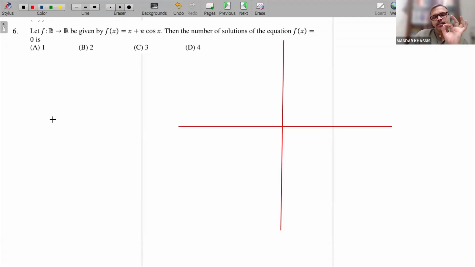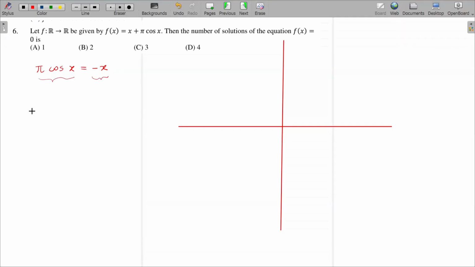See, there are different ways to manage this, but I'll write just one line. We want the solution of this. That is, we want the values where this curve intersects this line. Sir, I think that two solutions are possible because... That is the catch actually.